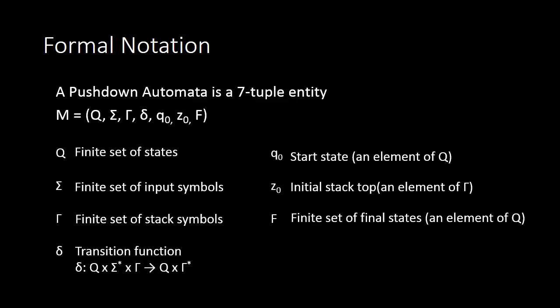F is a finite set of final states. Final states are the states in which the machine is expected to terminate if the string is valid. So if the string is valid, the machine has to be in one of the final states. And the final states obviously have to be elements of the finite set of states, which is Q.